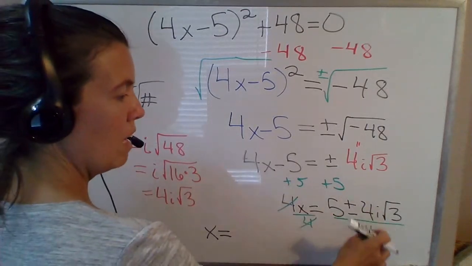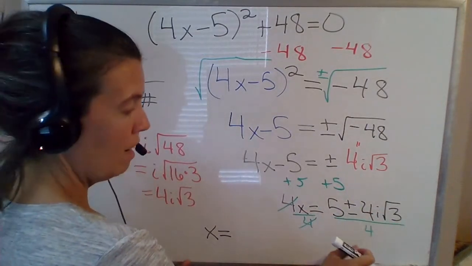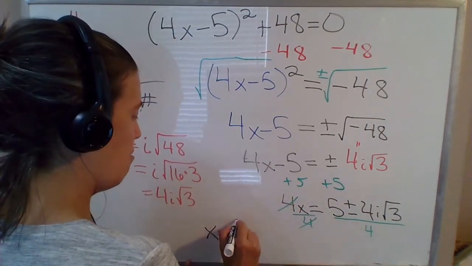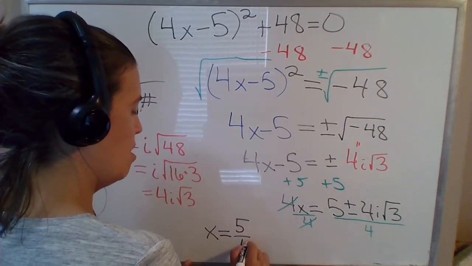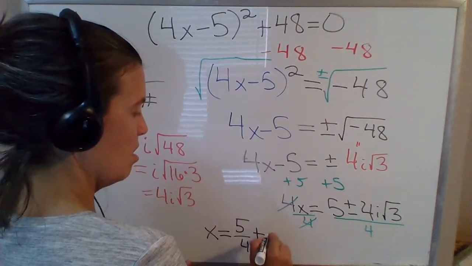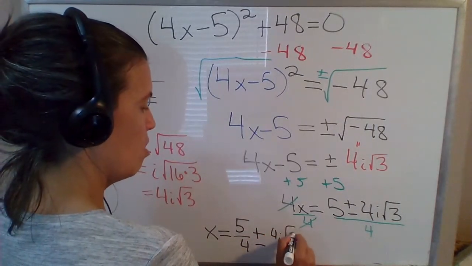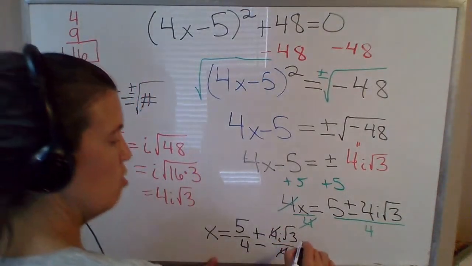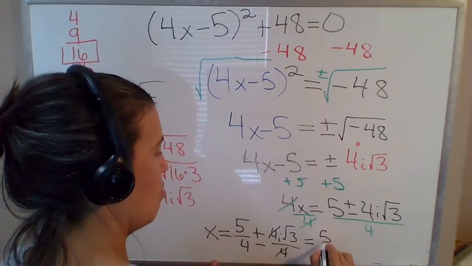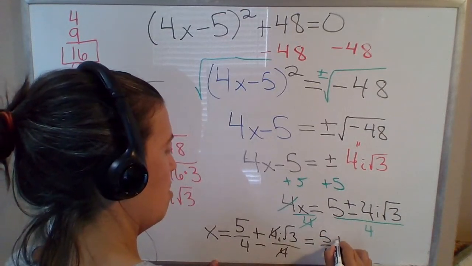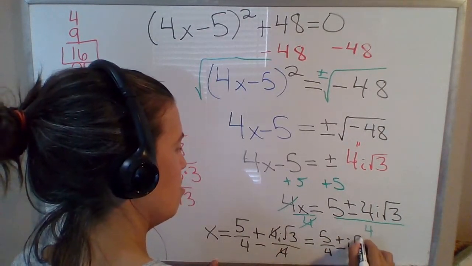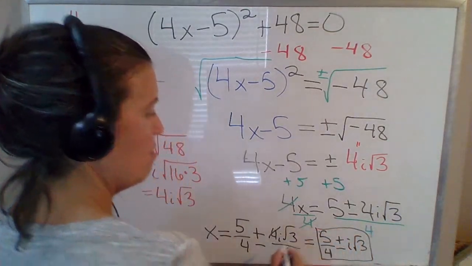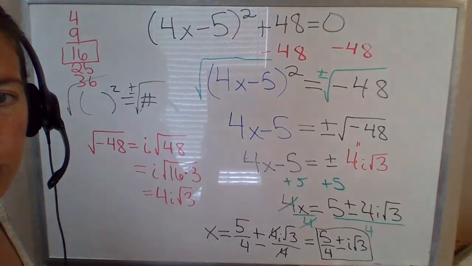Now, you may want to cancel the 4 right here, and that's fine, but make sure you divide both parts by 4. So if you do that, you need to write 5 divided by 4 plus or minus, and then sure, 4i square root of 3 divided by 4, and so there the 4's would cancel. So you could write your final answer as 5/4 plus or minus i times the square root of 3. And that would have your answer in standard form for a complex number.